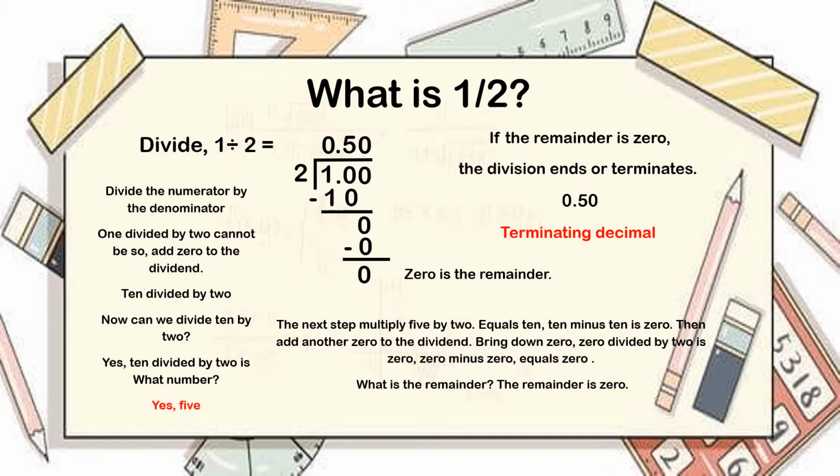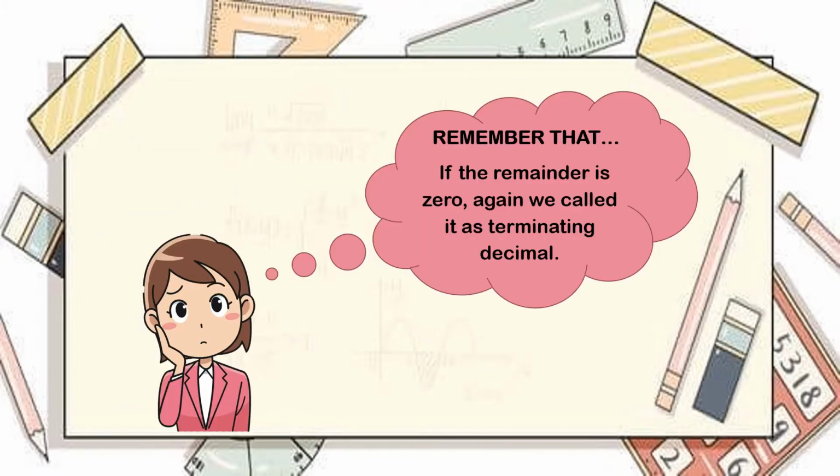Now, let us identify if the quotient is a terminating decimal or non-terminating decimal. So if the remainder is 0, and the answer is 50 hundredths, that is what we call the terminating decimal. Remember that if the remainder is 0, we call it a terminating decimal.